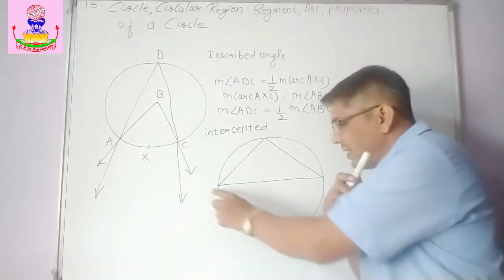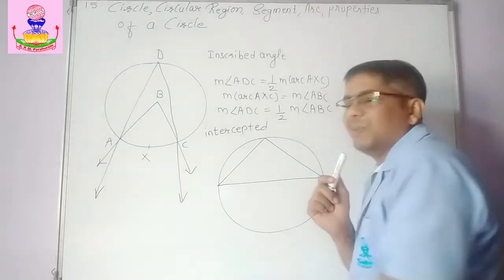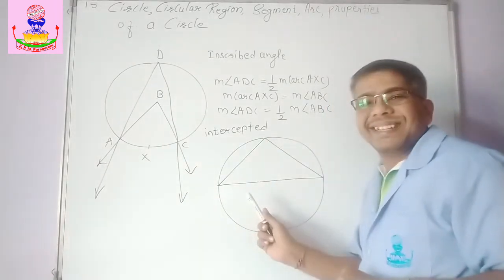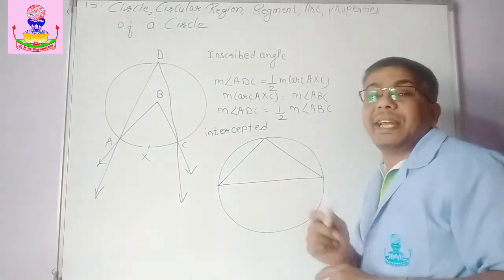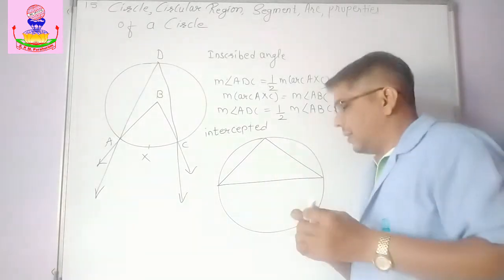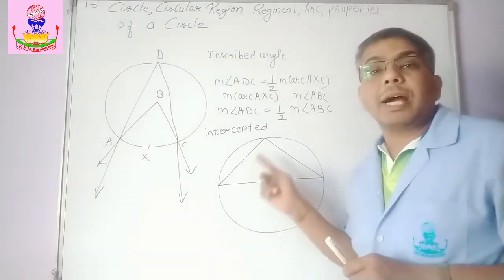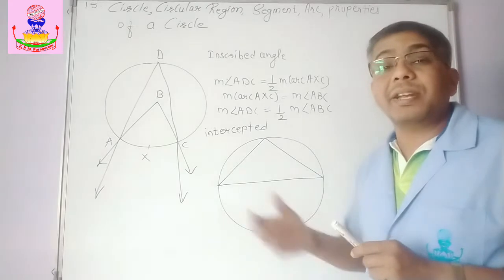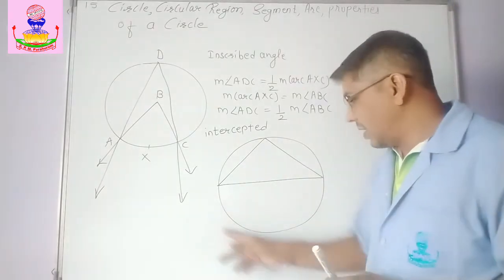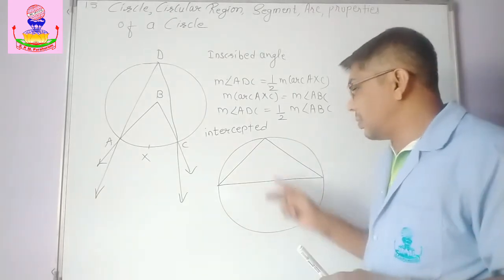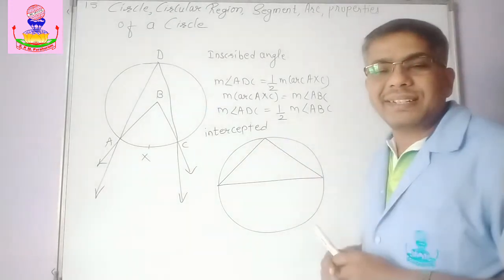Why? Because see, what is the measure of a semicircular arc? Just now I said 180 degrees. So this angle is half of this. If this is 180, this has to be 90 degrees. In other words, how do we say it? The angle subtended by a semicircular arc is always a right angle. Subtended means which forms. So this is the arc which subtends this angle.